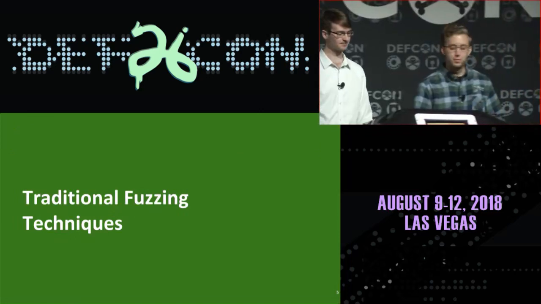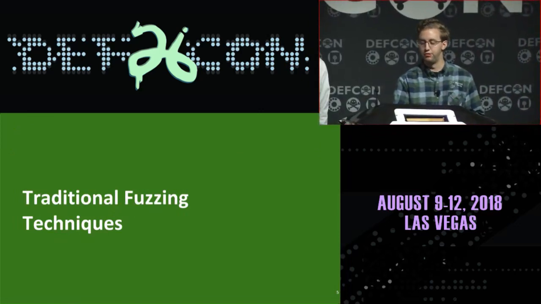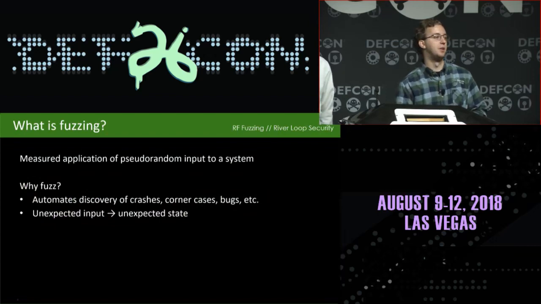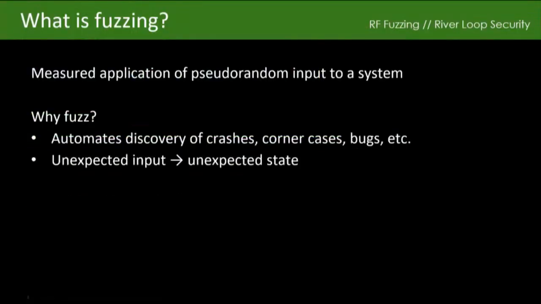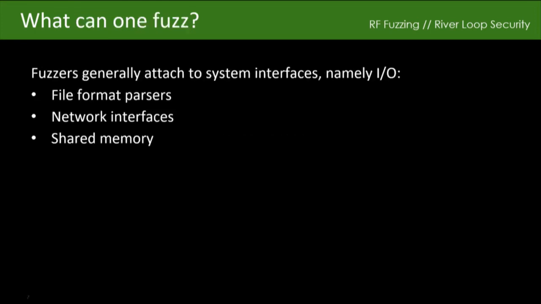Sure. So going through, I think most people know or have some background in this, so we'll go through relatively quickly. Fuzzing is applying pseudo-random input into the system. The goal is to automate discovery of crashes, corner cases, bugs, etc. We're feeding in unexpected input and trying to find out if we can get the system in an unexpected state. So overall, people typically attach fuzzers to system interfaces, input-output, to feed in files to see if a file format parser works correctly, to feed bad or malformed data into network interfaces, or to play around with the memory state of a machine.